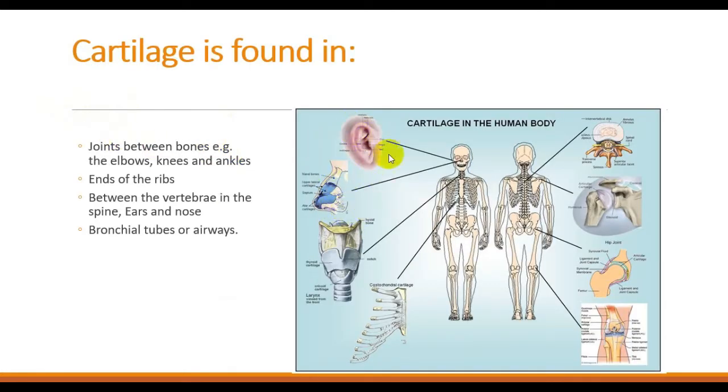In different parts of our body we can find cartilage. For example, in our ear, nose, bronchial tubes, ribs, knee, hip bone, shoulder, and in our backbone, our vertebrae, we can find cartilaginous structures.